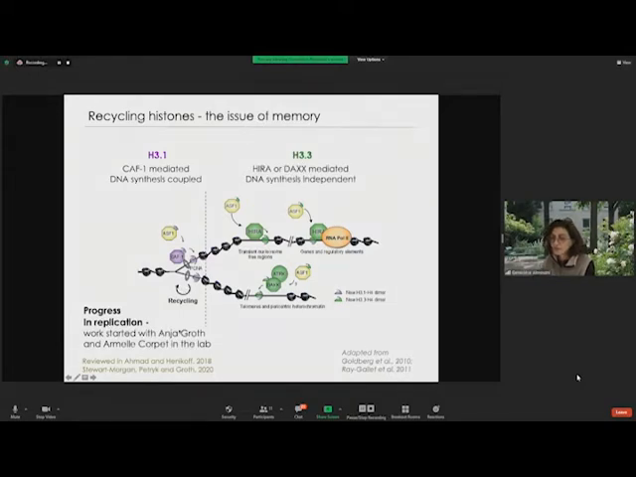The work started mainly with Anja Groth and Armelle Corpet in my lab, and Anja has made really tremendous work to characterize in more detail what happens with the recycling of histones, the connection with the MCM machineries in replication, and we showed also the role of ASF1 in this context. So you can check out for more the reviews from Anja.